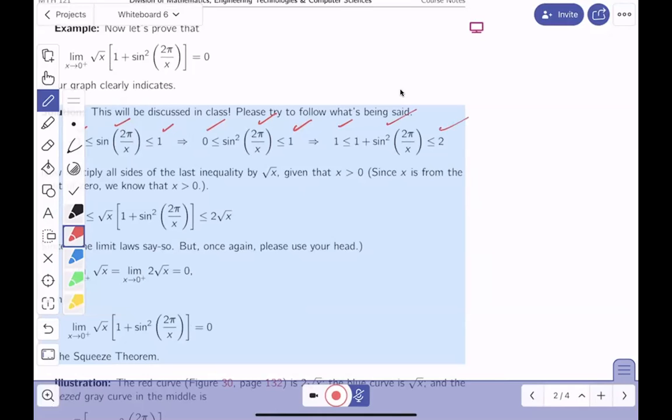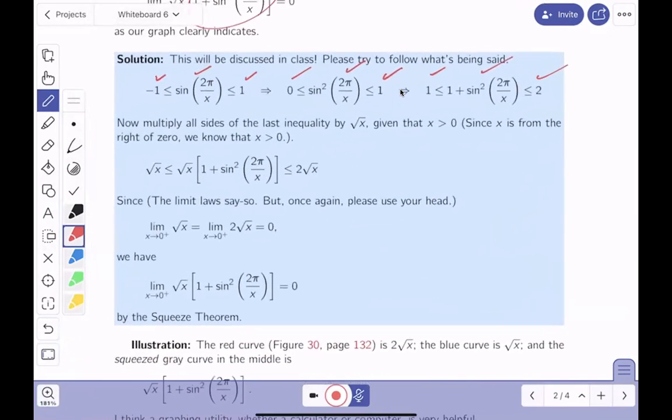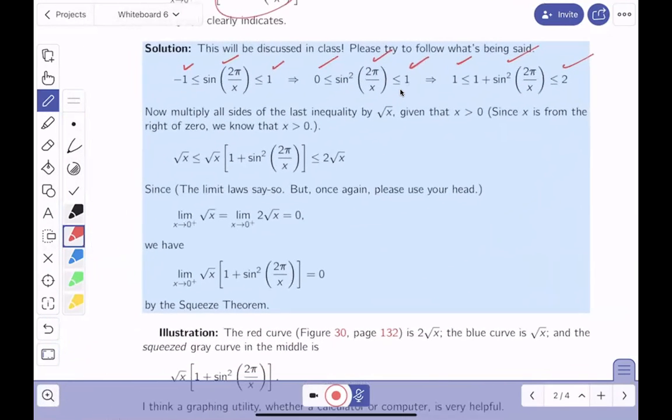So why would you do that? I'm seeing that right here. Then what did I do? This might seem crazy to you. Well, since the root of x is always positive for x greater than or equal to 0, I have something pretty simple. I multiply all sides by root x. So right now I have a squeeze. This squeeze is true for all x greater than 0.